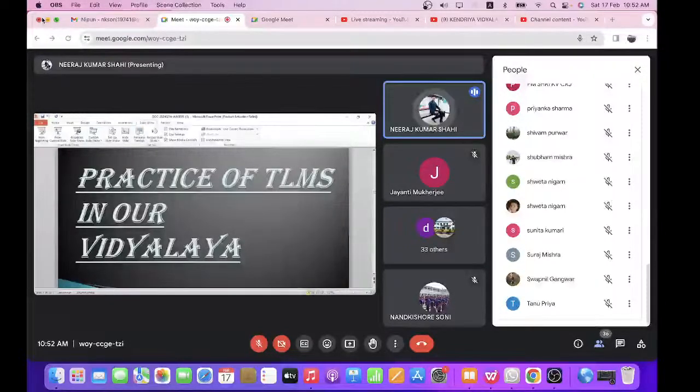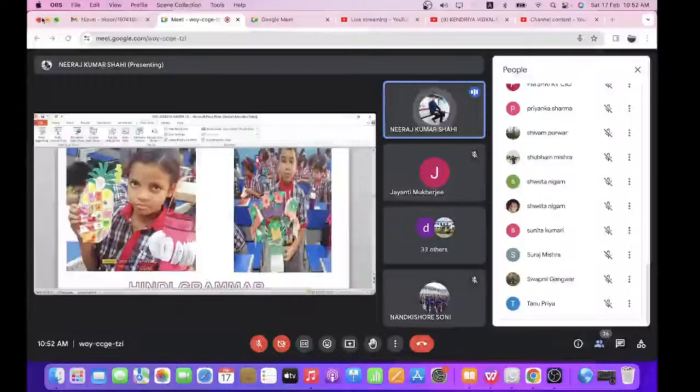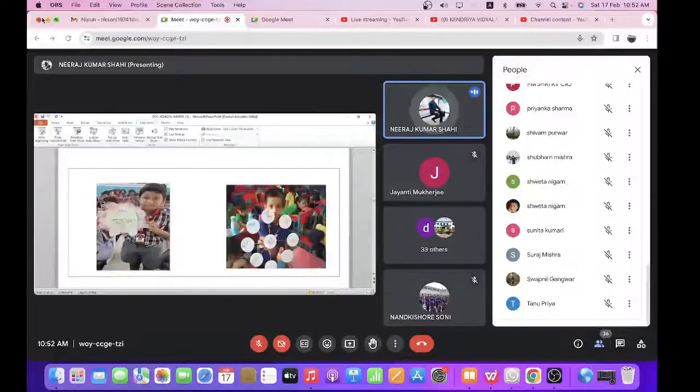So you can see on your screen some of the TLM in Hindi grammar we have prepared, and some of the TLMs are prepared by our students. These two are for the Paryayavachi. Whatever ideas the students have in mind, they present their ideas through it. These are the pictures for Hindi grammar. Yes, this is again Hindi grammar TLM, Sangya and Sarvanam, and for the Viramchinh.